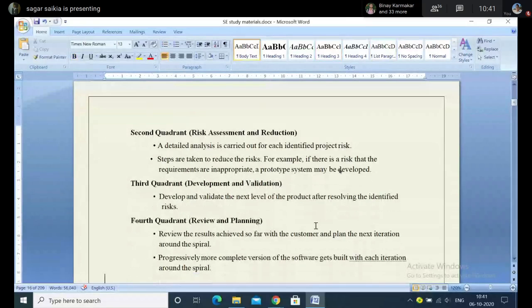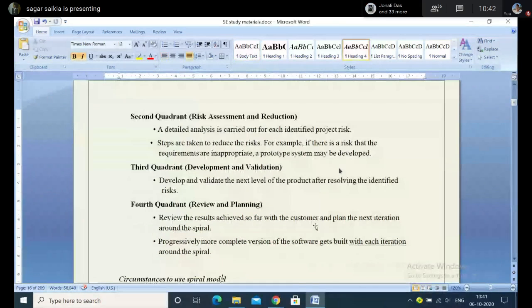Then we enter the third quadrant. In that phase, once we have identified and mitigated the risk and reduced it, what we need to do now is develop, correct? Once we have developed that, we need to validate whether the product being developed is risk free or not, because this product has been developed after mitigating or reducing all the risks involved.